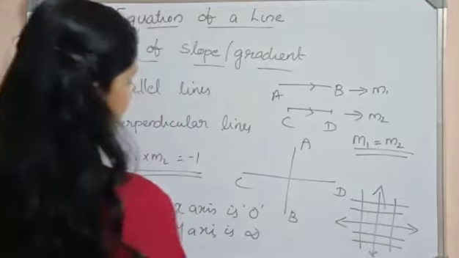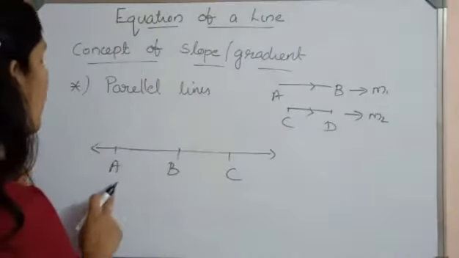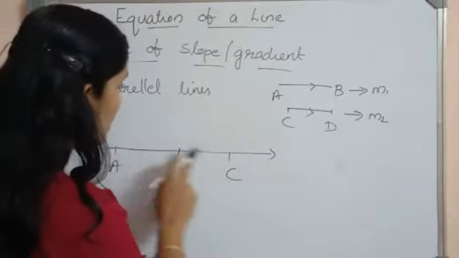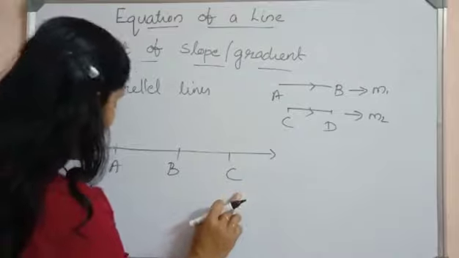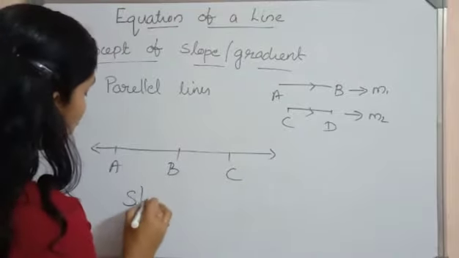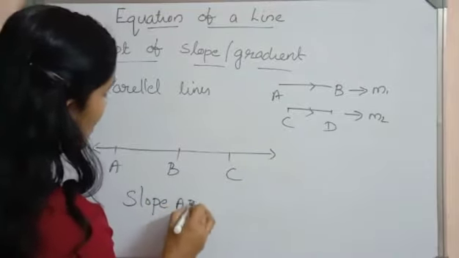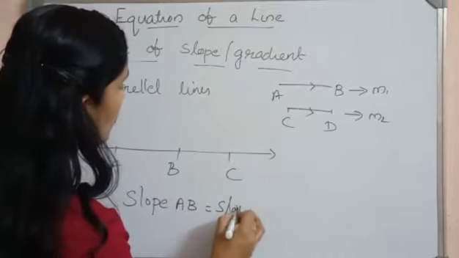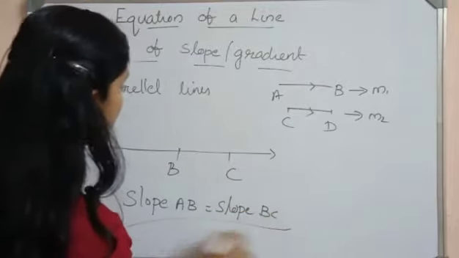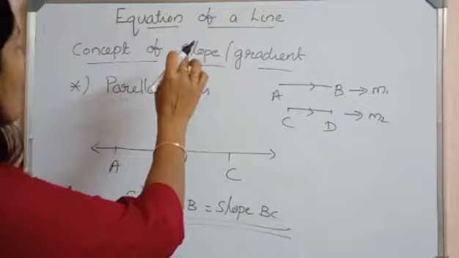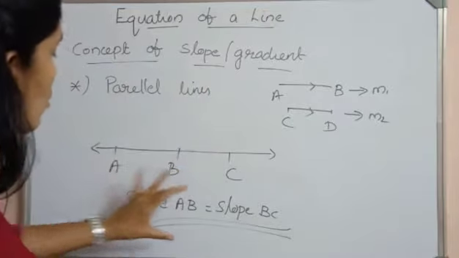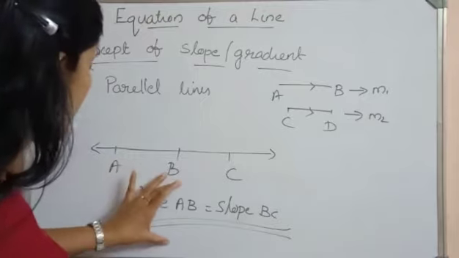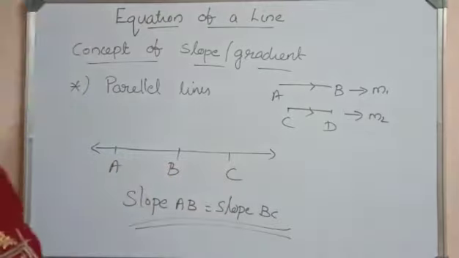Also, whenever 3 points A, B, C are lying on the same straight line, that is, whenever these 3 points are collinear, then the slope of AB is equal to the slope of BC. That is one more result we have to see about the slope. That is, when 3 points are collinear, their slopes are equal. That is, slope of AB is equal to slope of BC.